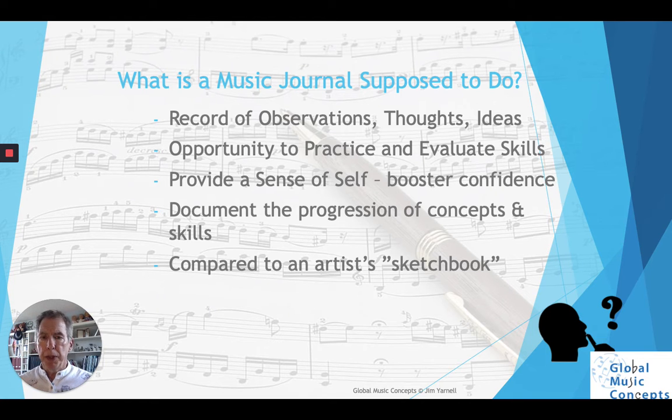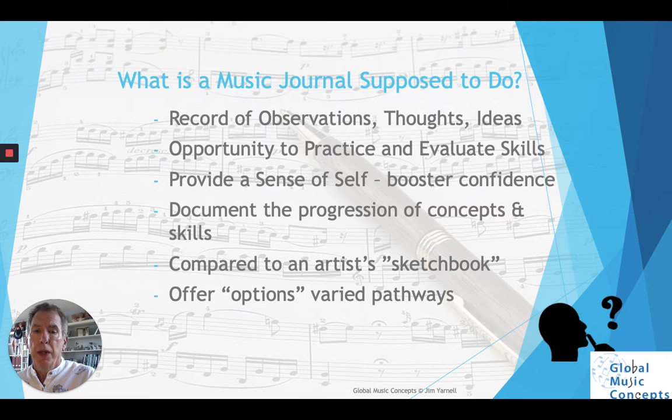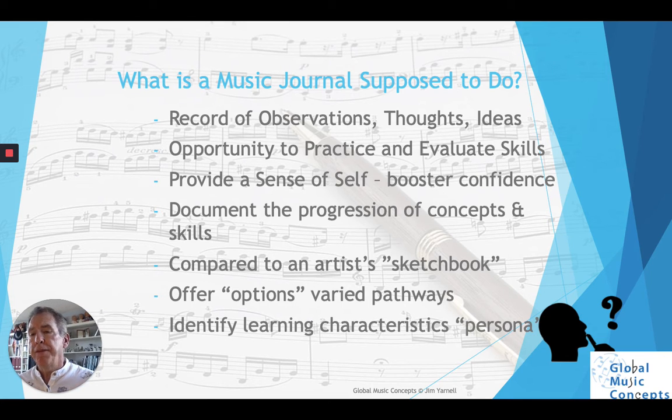A music journal would be compared to an artist's sketchbook. It's a whole collection of ideas, of concepts, of thoughts, of different approaches, different meanings in music. And it offers varied pathways for investigating various forms and cultures of music. And finally, it identifies the characteristics of a persona. This identifies a student. The journal pretty much is like their business card. It's their book. It says this is who I am, and I can extract from this the types of things that I covered and I did in this class.